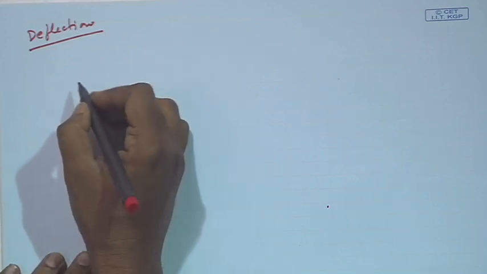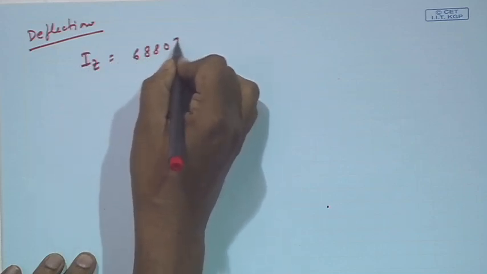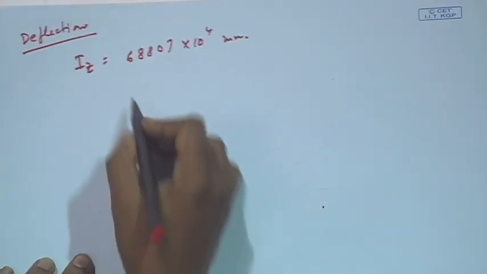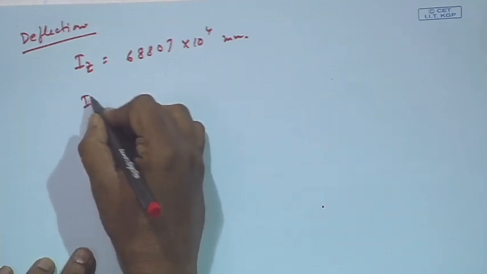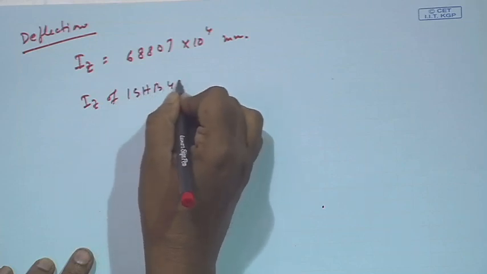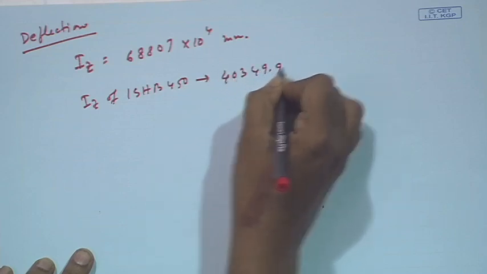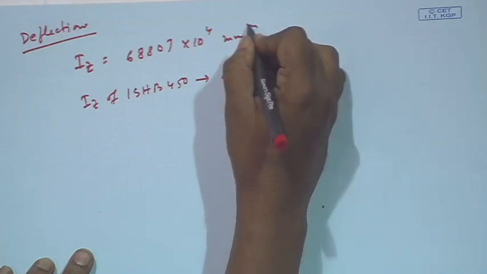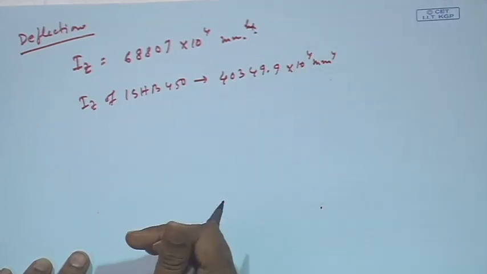So, with this we have to check whether the deflection is okay or not. Here we can see that the maximum I z required was 68807, right. This is the requirement, and the I z provided by the roll section, that is ISHB 450, is 40349.9 millimeter to the 4, right. So, the maximum I z we need to provide is this.